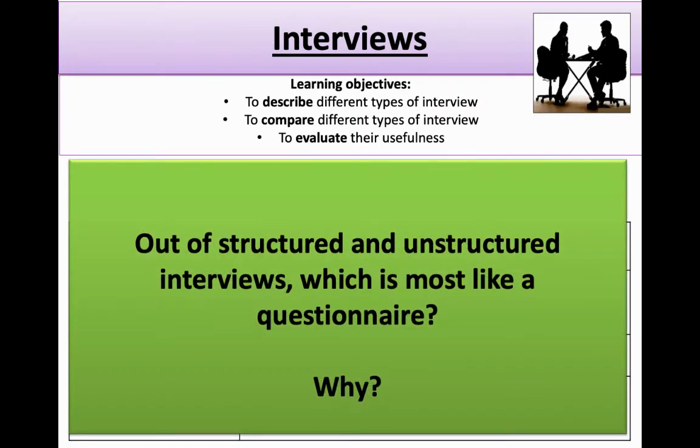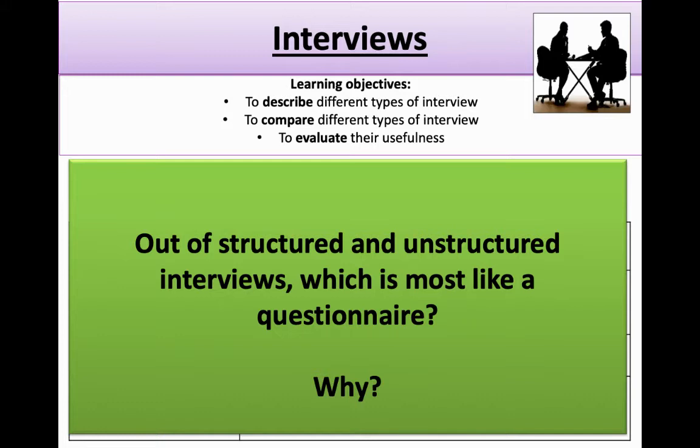Okay, so I've got another question for you on the board. Out of structured and unstructured interviews, which one do you think is most like a questionnaire? Remember the last few lessons we've been looking at questionnaires, the different types of questionnaires. So I want you to have a go at this question. Write down the answer. Which one do you think is most like a questionnaire? And then finally, why do you think that is? Okay, so please pause this video once you do that.